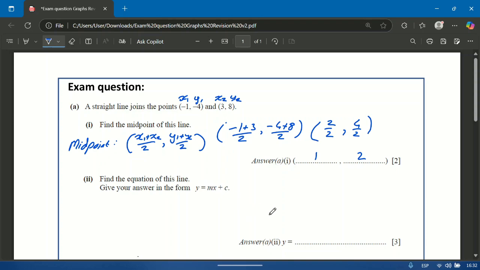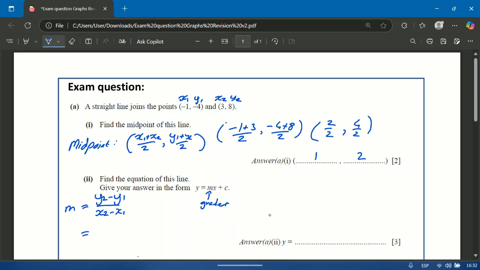This is find the equation of the line. Okay, so in the equation, they give us the formula. First, we need to find the gradient. Here's the next formula you need to remember. The gradient m is the change in y, so it's y2 minus y1 over x2 minus x1, the change in x.